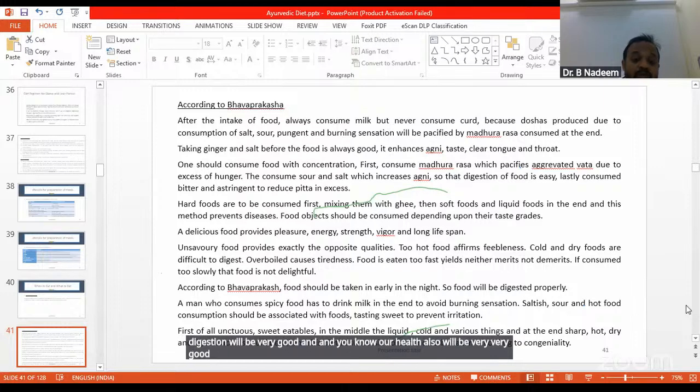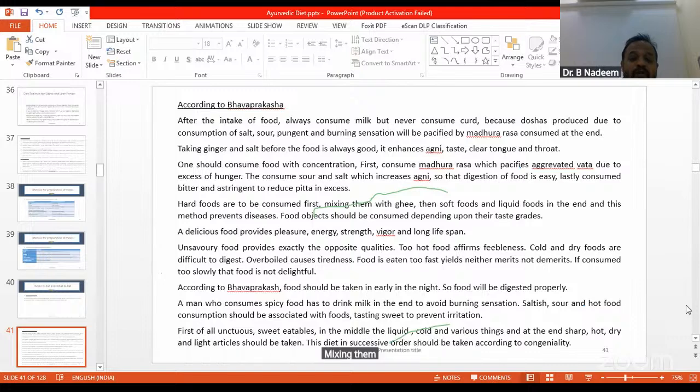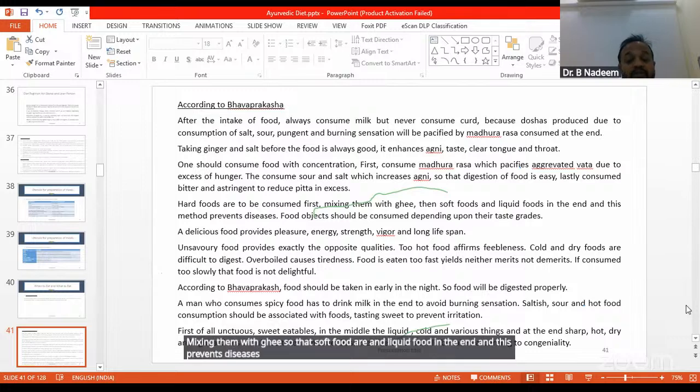Hard foods are to be consumed first, mixing them with ghee, so that soft foods and liquid foods come in the end, and this prevents diseases. Always hard food should be taken mixed with any kind of unctuous, that is ghee. Then soft food and liquid food should be taken at the end, so that it prevents diseases.